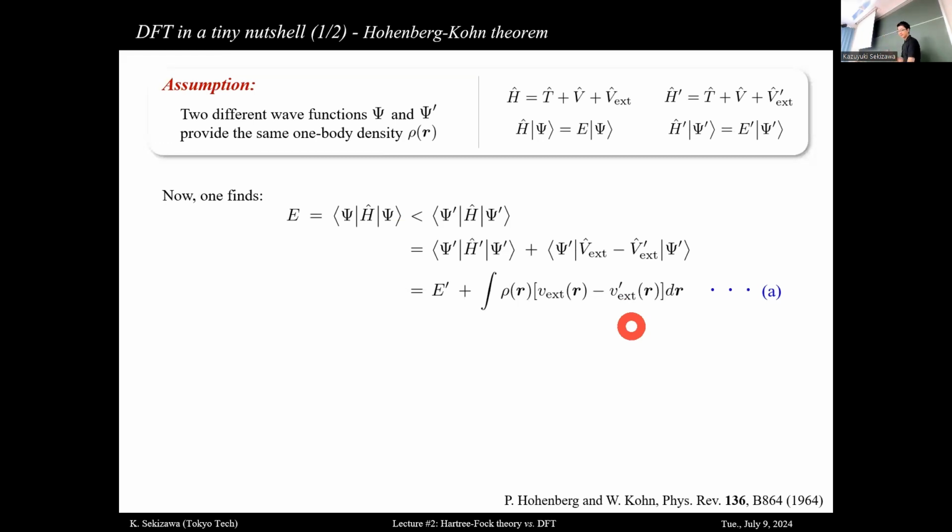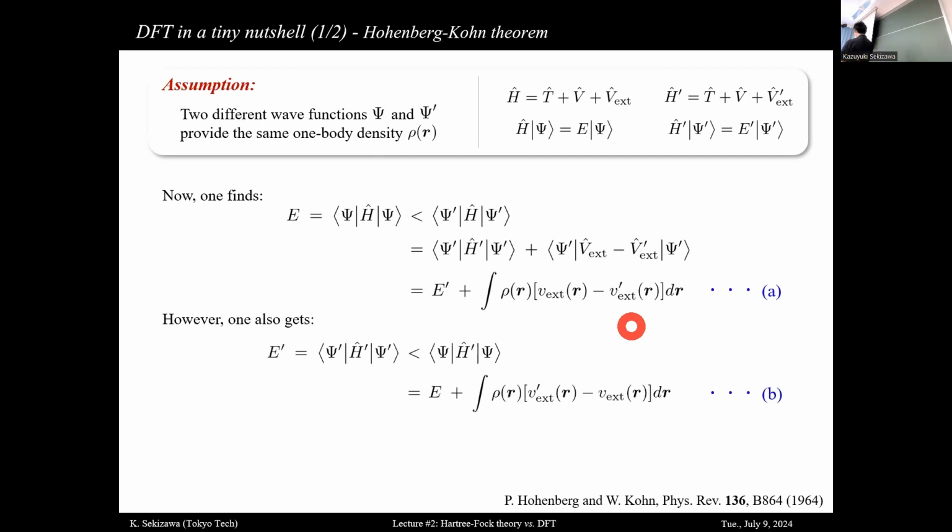On the other side, you can make exactly the same argument for E prime. E prime is the energy expectation value here, which is always smaller than the energy expectation value of H prime by psi. And you can get this equation. Now you can add equations A and B, the two equations, and you get this puzzling result.